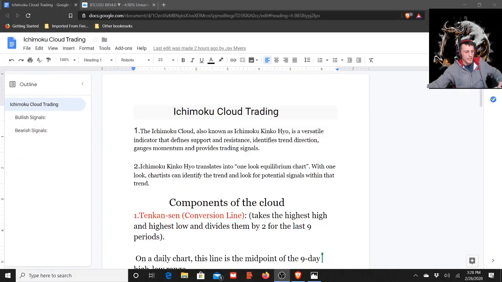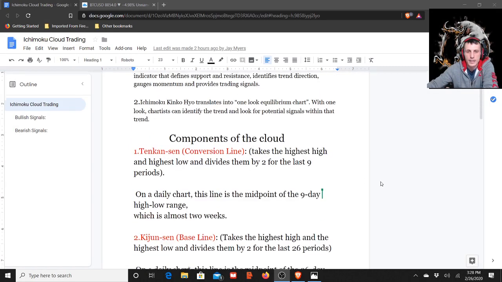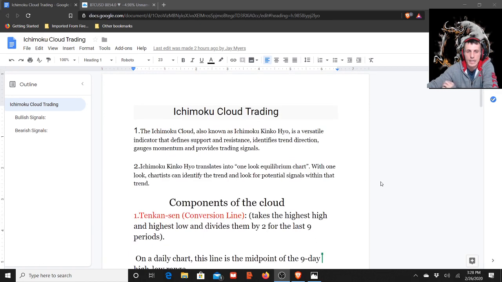What's going on, everybody? Alright, today we are going to talk about Ichimoku cloud trading, and I want to try to keep this super basic, as there are a lot of parts to this and there are tons of strategies to use. We're basically going to go over two strategies today. They're pretty simple. I would recommend these for beginners.